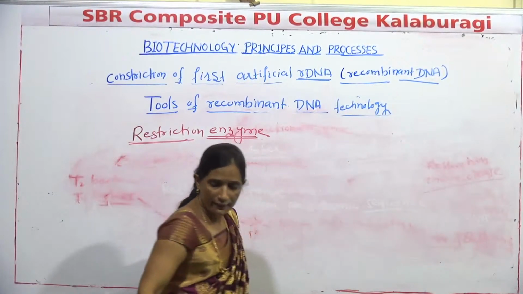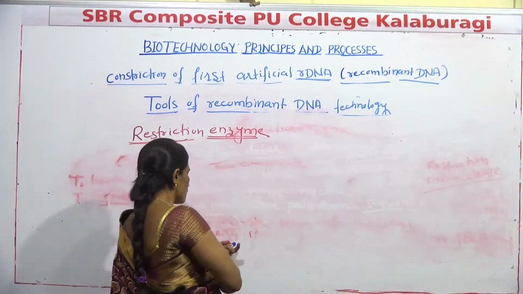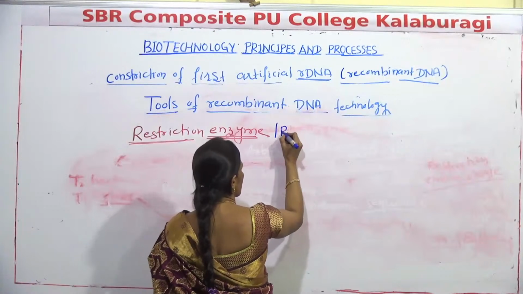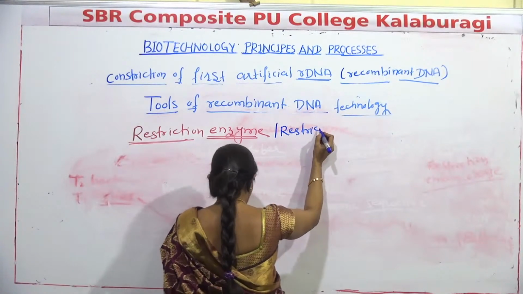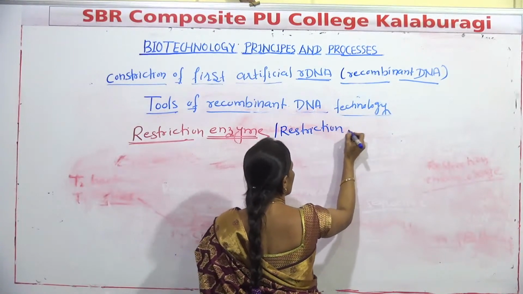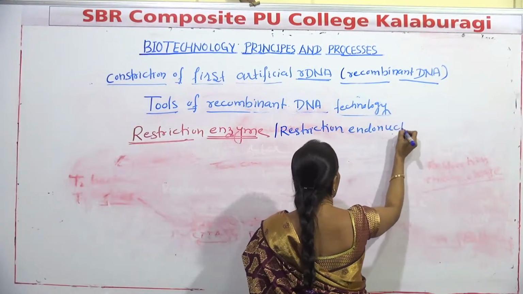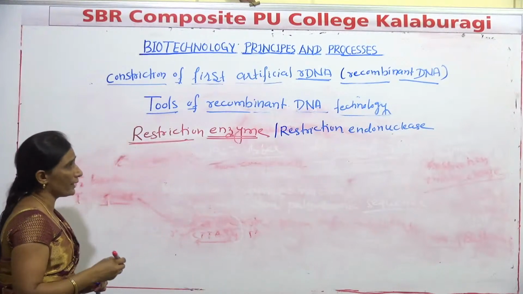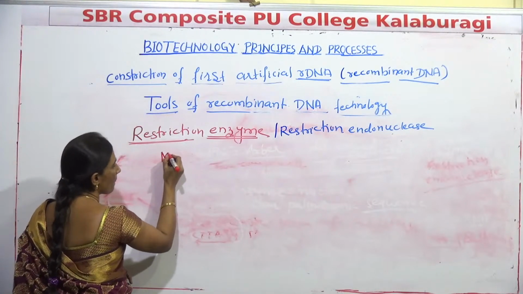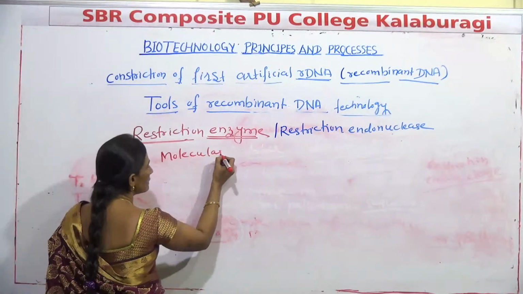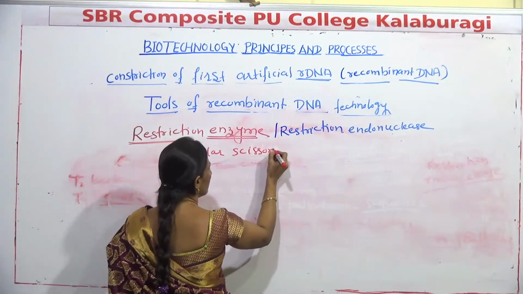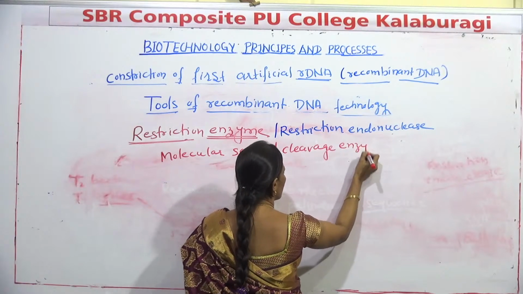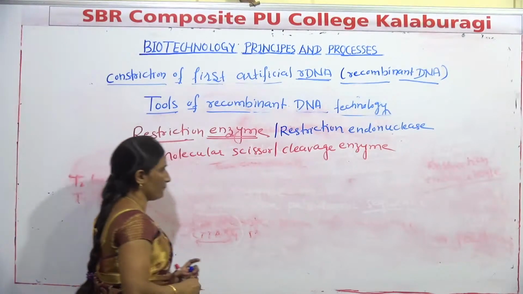Moving to the next one, coming back in detail to this restriction enzyme. The restriction enzyme is called restriction endonuclease. This restriction endonuclease is called a molecular scissor, or it is called a cleavage enzyme.